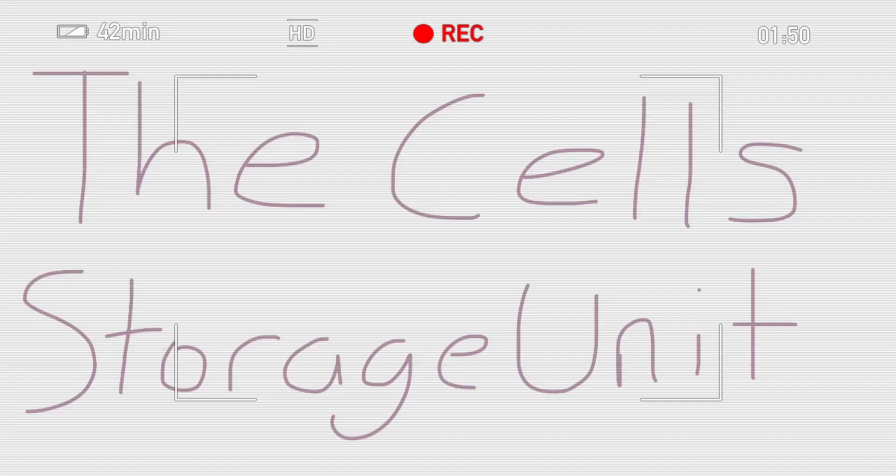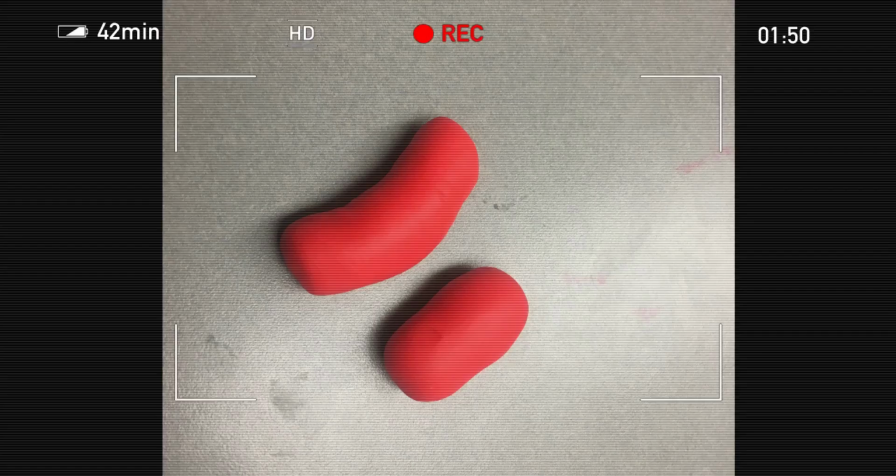The cell storage unit. These are called vacuoles. The cells use these to store things like water, salts, proteins, and carbohydrates. They also help plants support heavy structures.